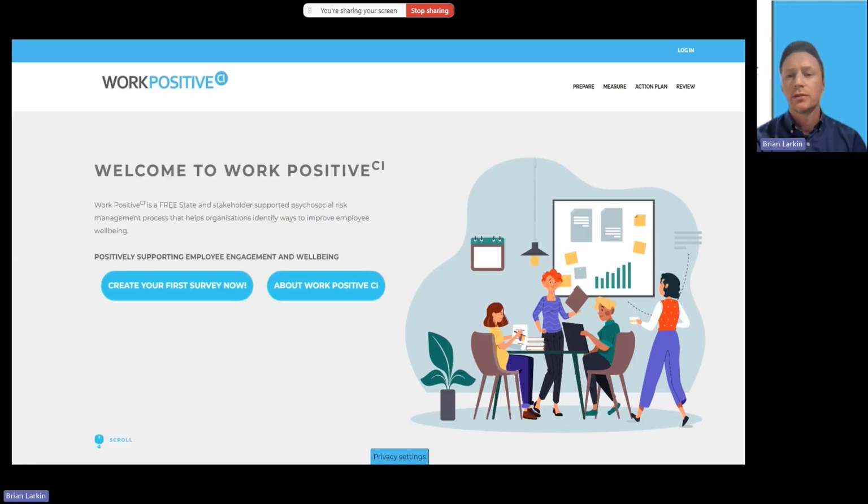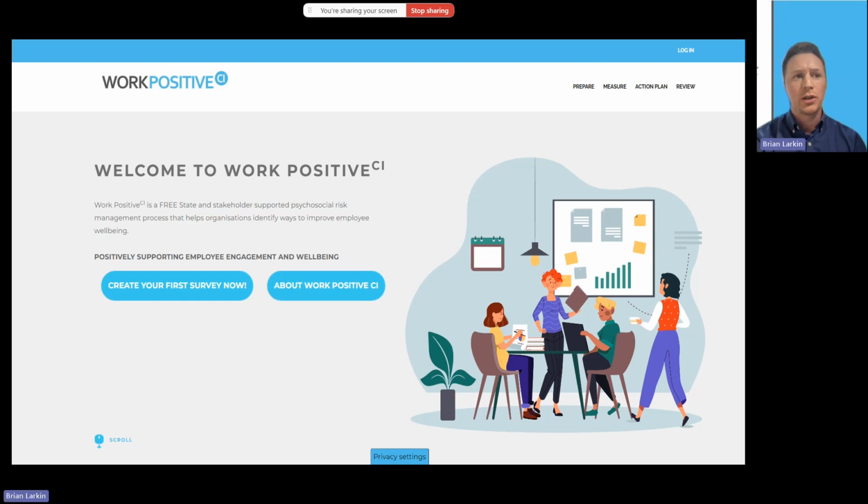So Work Positive is accessed through www.workpositive.ie. This is the landing page. It's designed to be simple, clear, and provides navigation to the 4 stages there on the top right-hand corner of the page. Each section covers a key element of the Work Positive process and guides you through the risk assessment. It is the most comprehensive risk assessment you can do when looking at this issue. And it is unique in that it includes an employee survey.